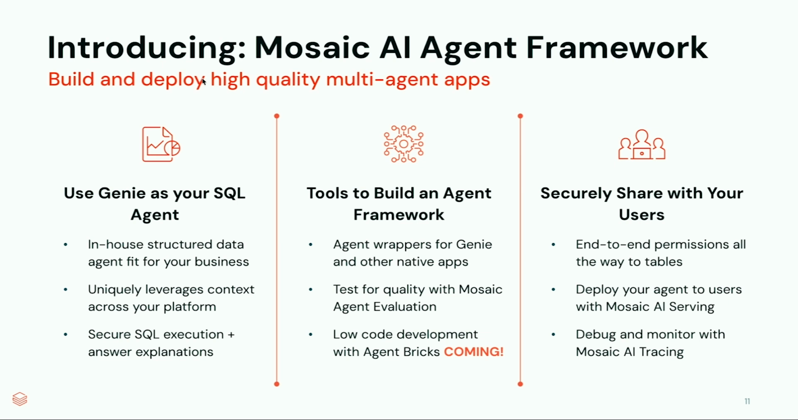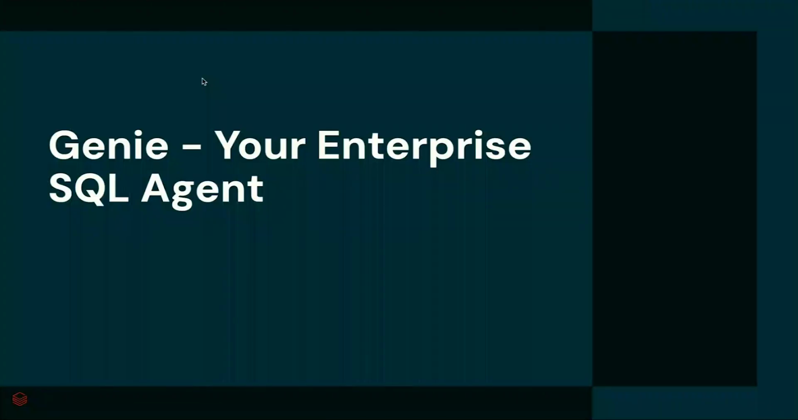Second is giving you all the tools you need to build an effective agent framework. We have wrappers for Genie and other native apps on Databricks. You can then test for quality with Mosaic Agent Evaluation, and we're also super excited to be announcing a low-code development tool called Agentbricks. And finally, we want to give you the way to share your agents securely with your users. Our agents have end-to-end permissions all the way down to the row and column level of our tables, which you can then safely deploy to Mosaic AI Serving. Finally, any debugging and monitoring you would want to do can be done with the tracing library. So let's talk about each of these pillars in a bit more detail.